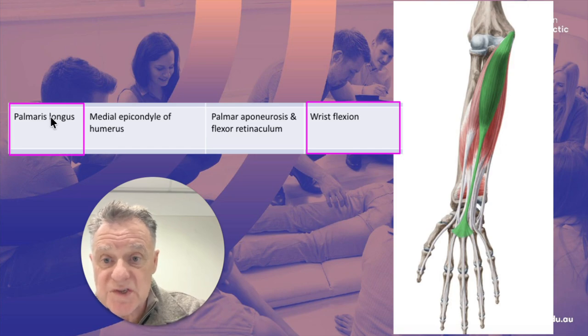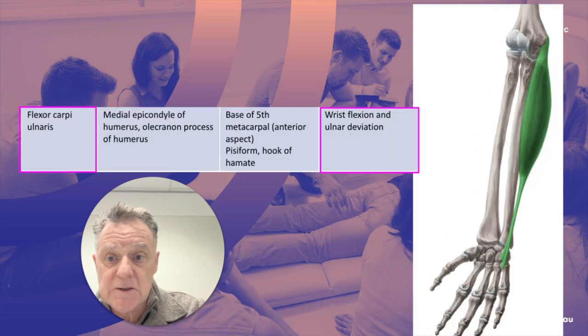Palmaris longus also on the flexor side of the forearm, so on the anterior aspect from the medial epicondyle of the humerus down into, it's actually a fascial adherence through the hand. It's referred to as a palmar aponeurosis and flexor retinaculum, so it's obviously going to flex the wrist.